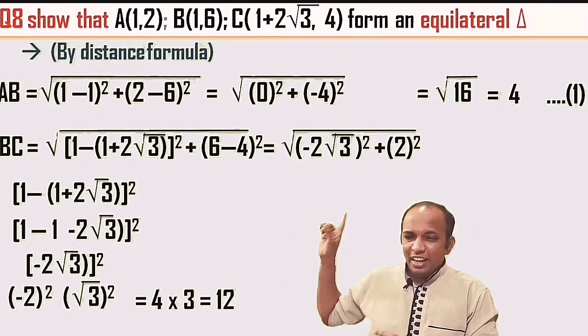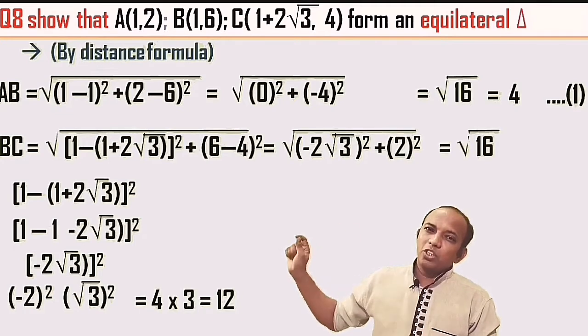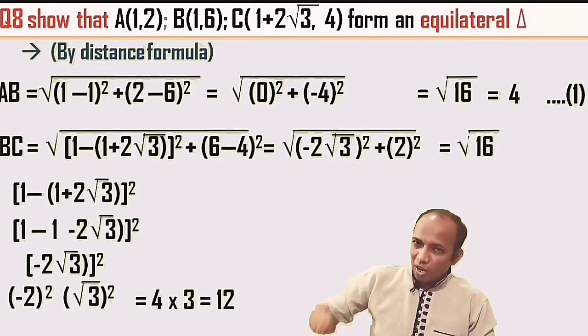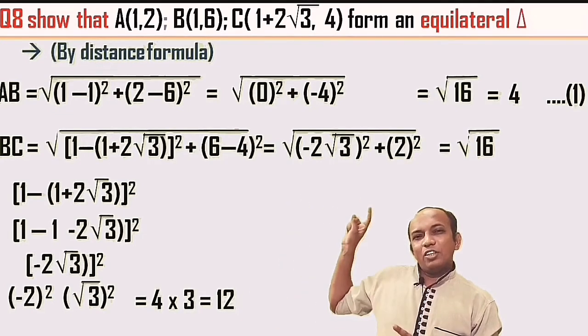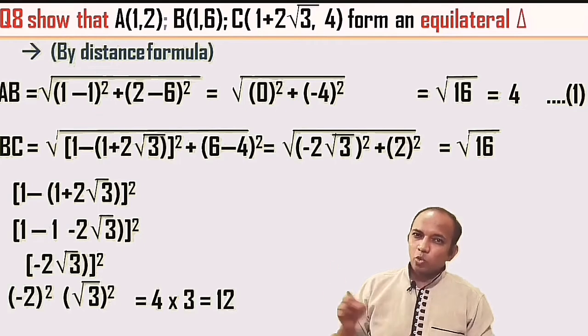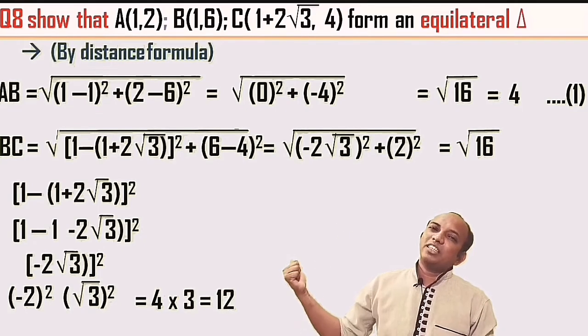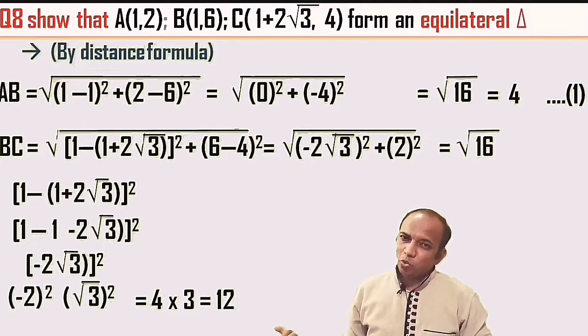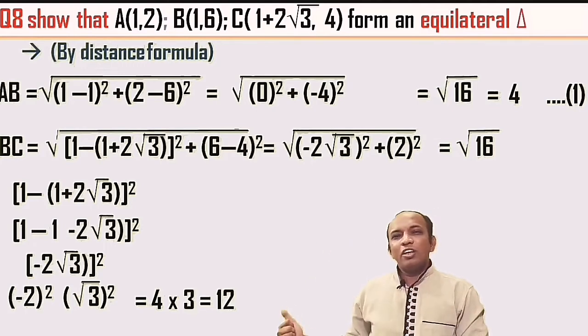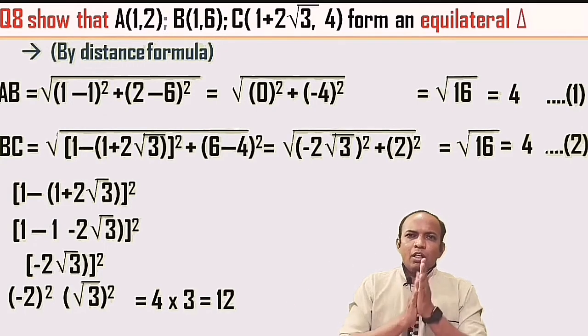So above in the square root, minus 2 root 3 the whole square results in 12. Beside that, 2 square, the answer is 4. So 12 plus 4, the answer is root 16, and that is why we have root 16 again, and after taking out the square root of it, we get the answer 4, and number it as 2.